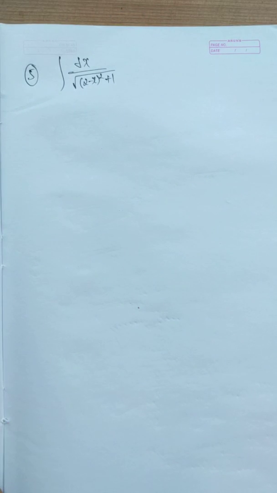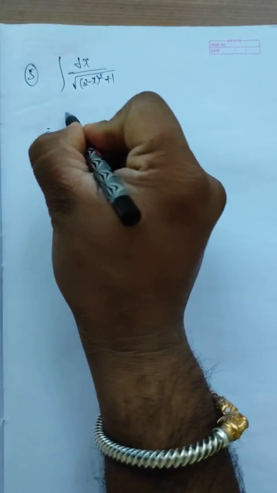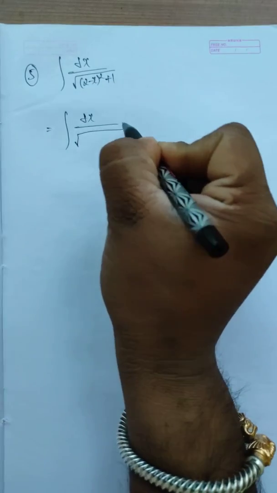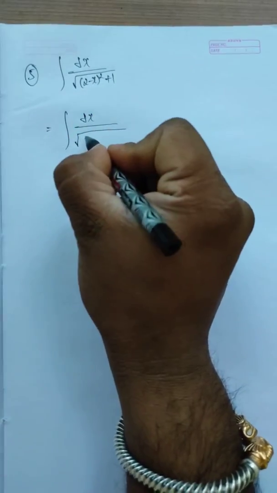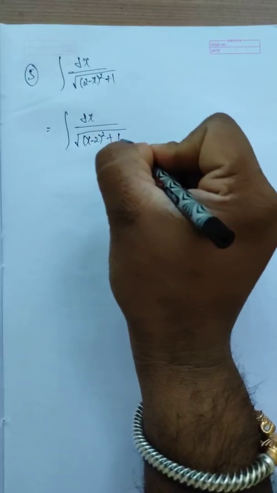Okay students, now we will go for the next problem, the integration of dx by root of 2 minus x whole square plus 1. So now we will change the given question to a perfect square. So integration of dx by root of, I am writing this 2 minus x whole square as x minus 2 whole square, and 1 is written as 1 square.